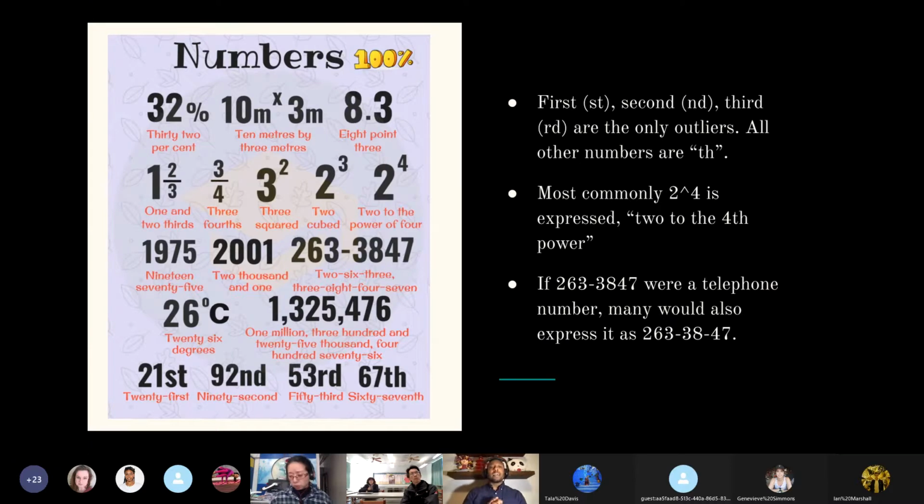Okay. And next, any number that has an exponent over 2 or 3, we would say to the power of 4. So 2 to the power of 4. From there on you would say that. So 2 to the power of 5, 2 to the power of 6, and so on and so on.